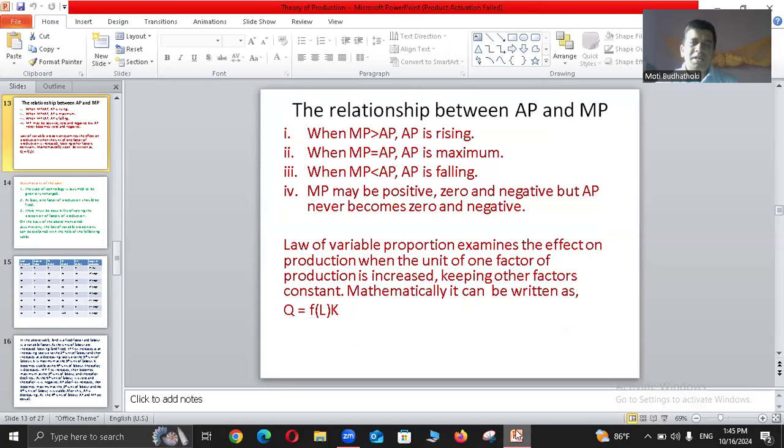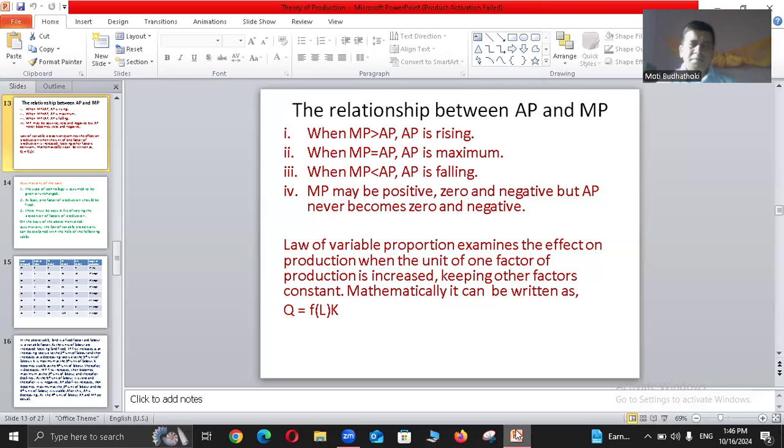Number 1, when MP is greater than AP, in the figure, in such time AP is rising. And another one is when MP and AP are equal. When MP and AP are equal, at that time AP is maximum. After meeting MP, AP starts to decline. And when MP is smaller than AP, at that time AP is falling. So MP may be positive, 0 and negative, but AP never becomes 0 or negative. These are the main features of MP. In the beginning MP is positive and growing faster, and after reaching the optimum point it starts to decline, and it goes down to 0 and the negative point.